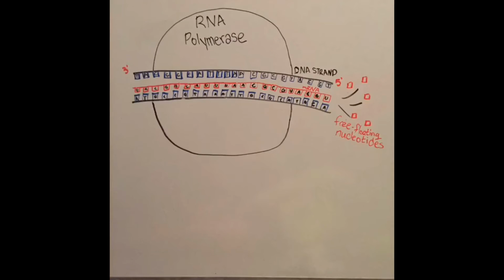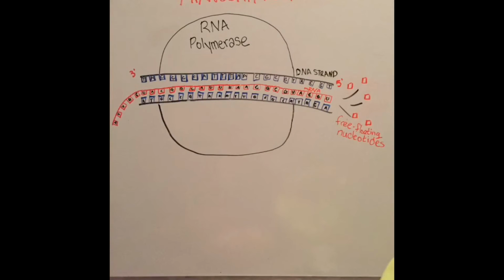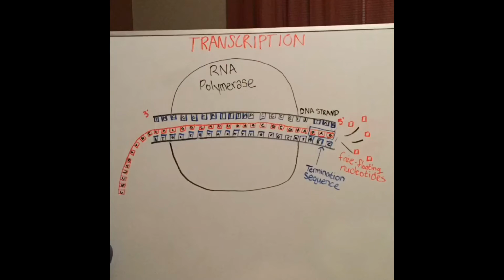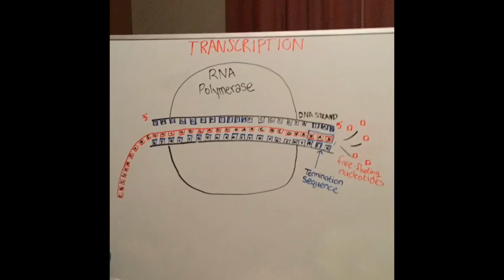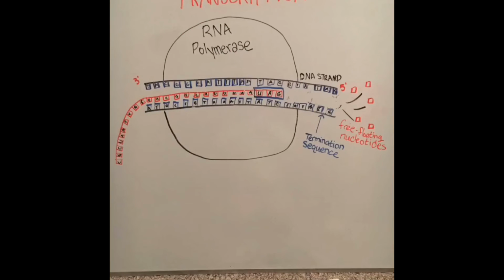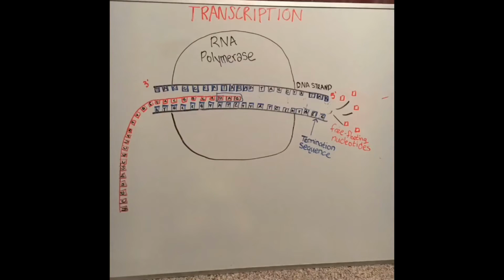The RNA polymerase eventually reaches the last stage of transcription, the termination sequence. This part of the strand tells the transcription to stop, and the RNA strand breaks off and moves to the mRNA processing stage.